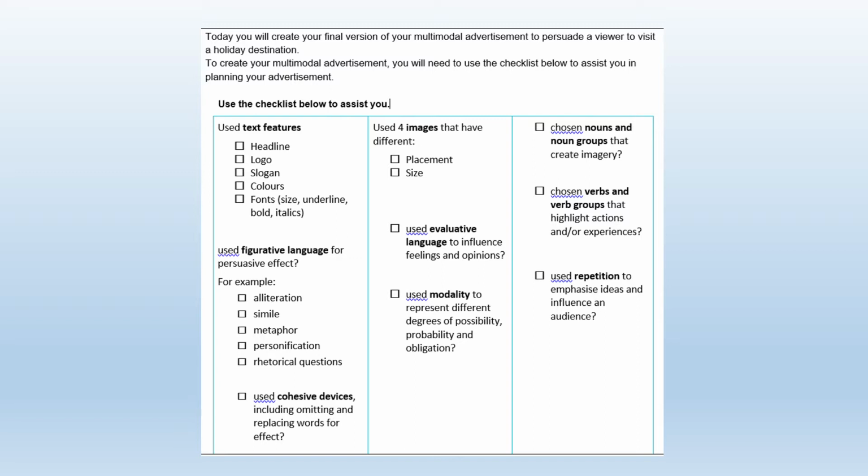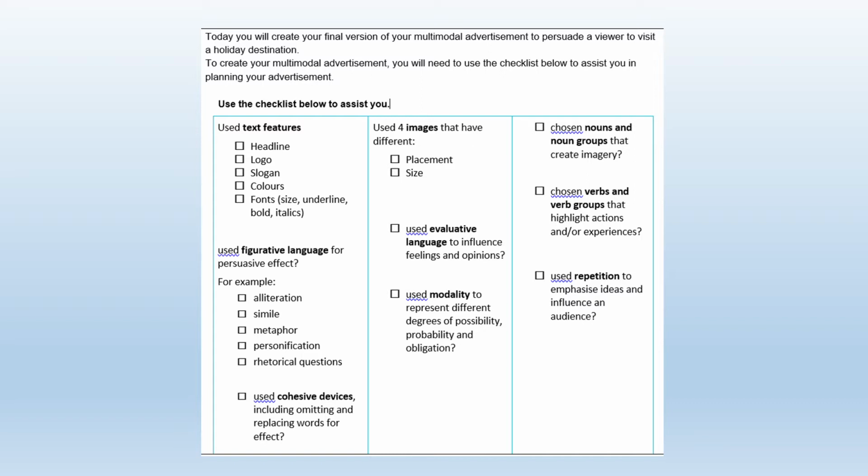All right, so let's have a look at our figurative language. So when you include alliteration, simile, metaphor, personification, rhetorical questions, then you can tick that off. Cohesive devices. Are you leaving out words? Are you replacing words? Are you repeating words? Once you've worked that out, you can give that one a tick.